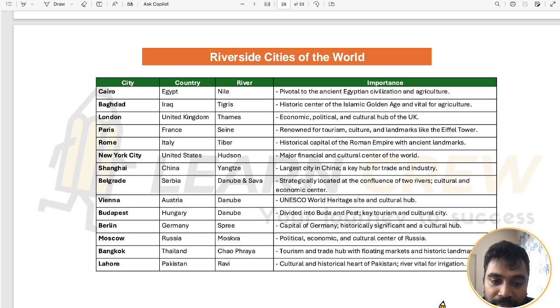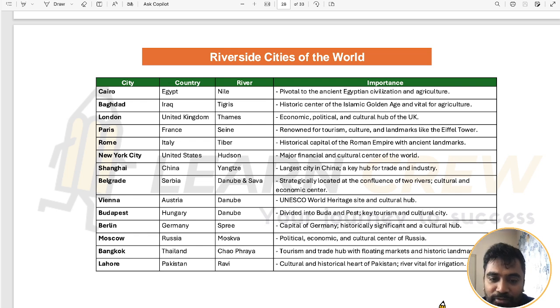Okay. Next, we are having Chao Phraya. It is in Thailand, Bangkok. Okay. So, if any of you have been to Bangkok, then you have come across the floating market. Floating markets and temples are the specific characteristics of this region, I can tell. So you might have seen it in YouTube videos, where you have floating markets, and these are available in this particular region.